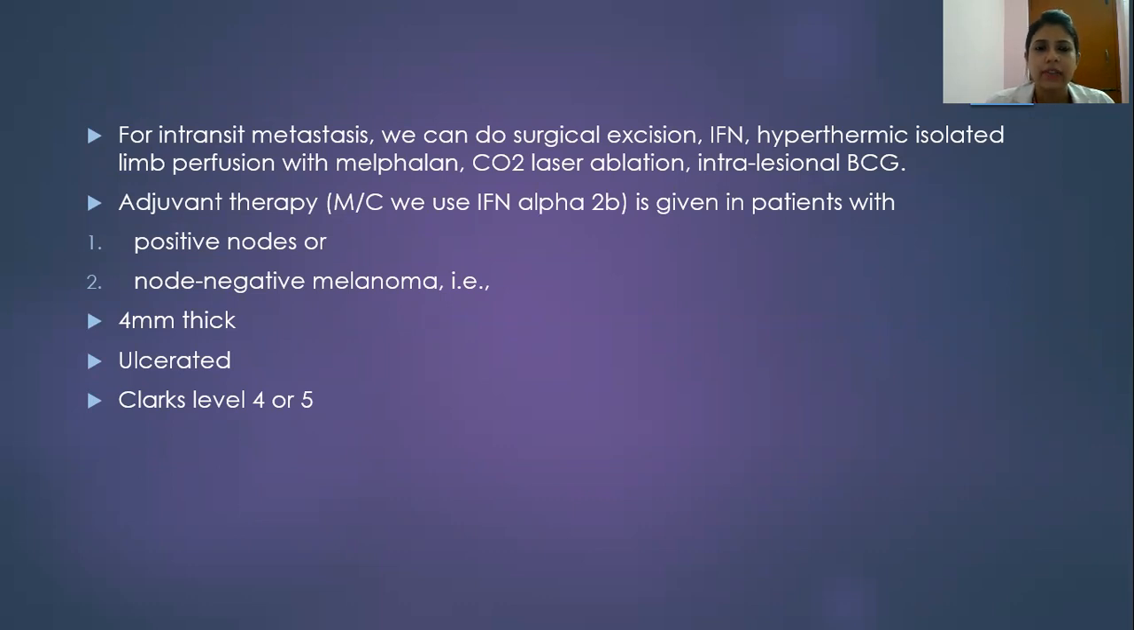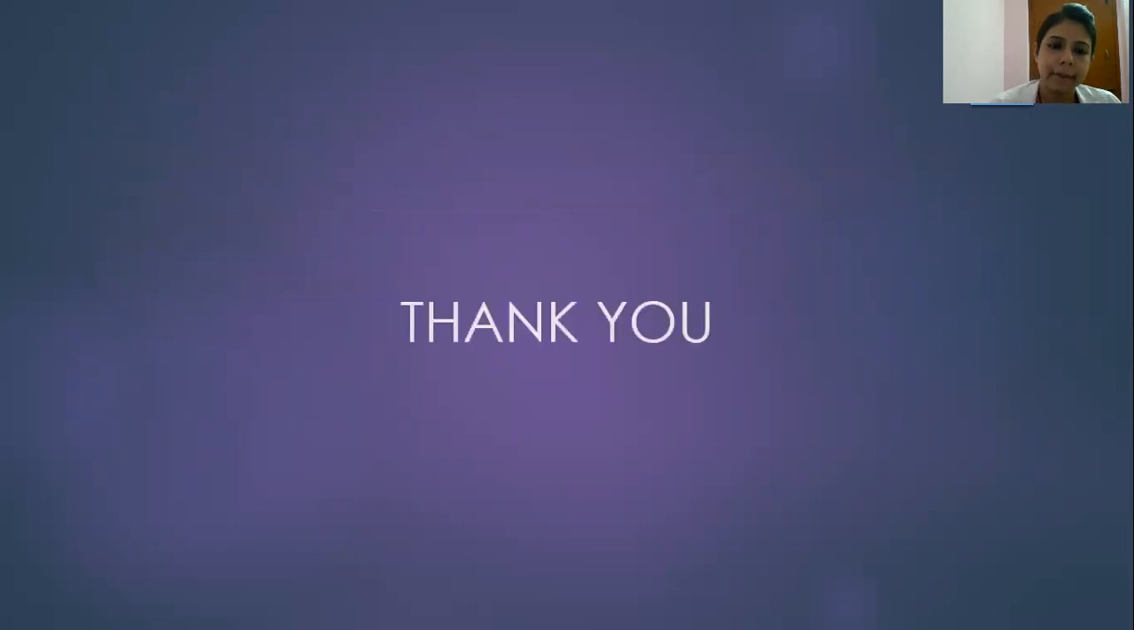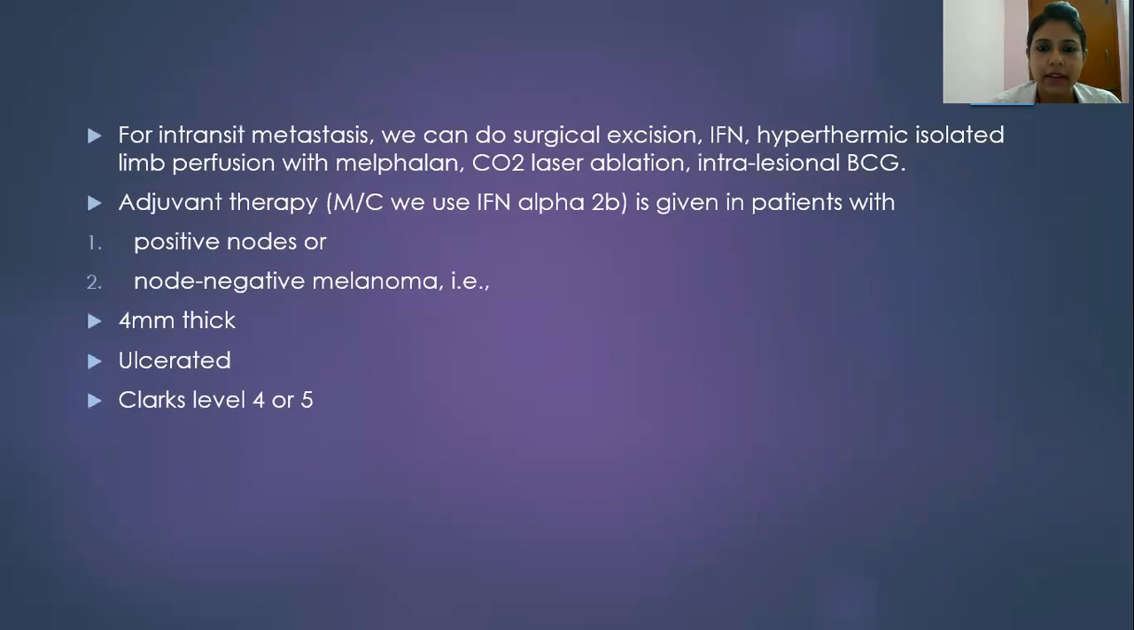Adjuvant therapy, most commonly interferon alpha 2B, is given in patients with positive nodes or node-negative melanoma that is 4 mm thick, ulcerated, or Clark level 4 or 5. So adjuvant therapy can be given if the patient has a positive lymph node, or they don't have a positive lymph node but the tumor is very thick, 4 mm, or there is ulceration, or the invasion is involving the dermis and subcutis, that is Clark level 4 or 5. In this condition, adjuvant therapy is given. Otherwise, it is not needed. So that's the main thing about it.